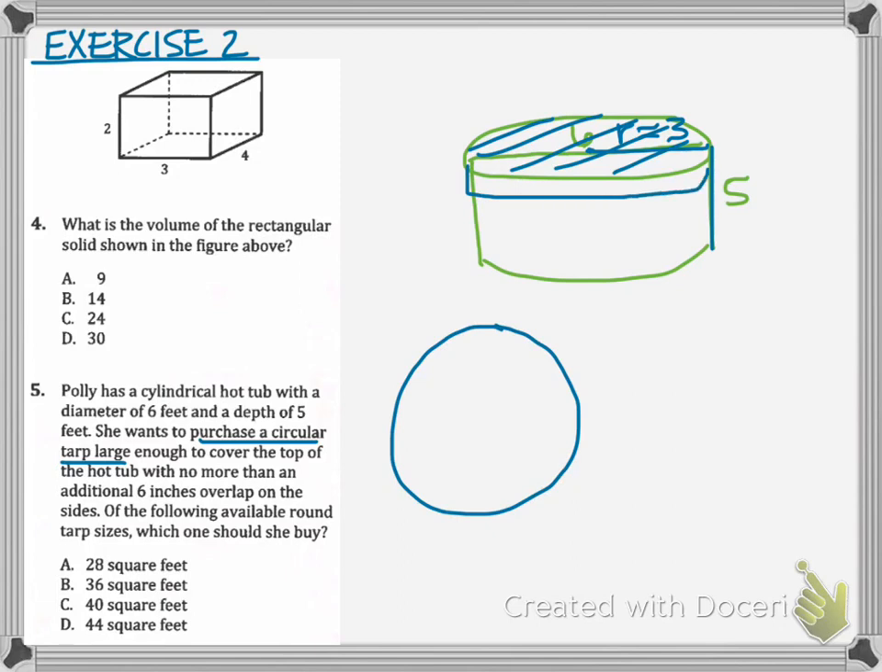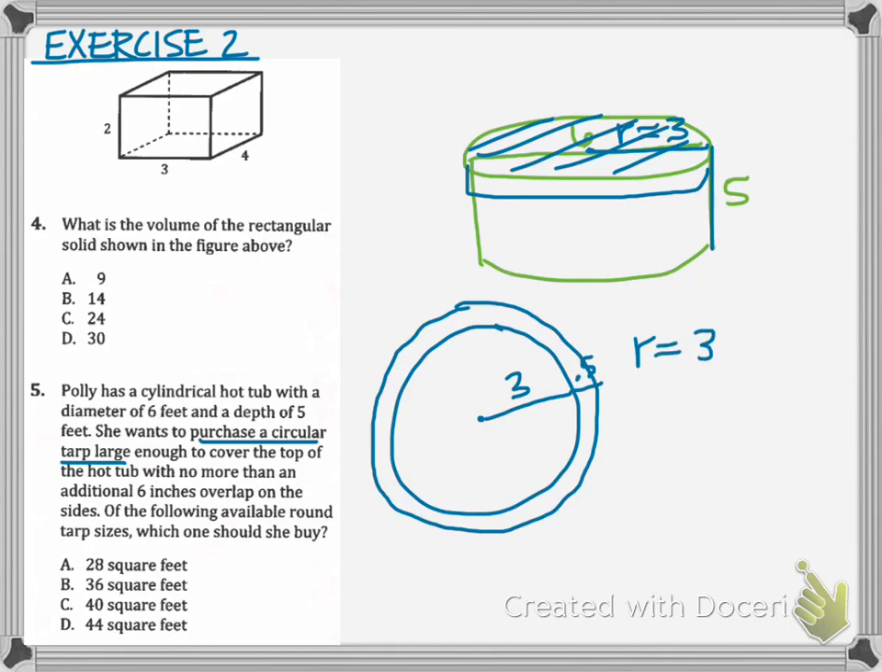That means there's going to be a little extra bit around here. That's 6 inches or half a foot. So if my radius is 3 feet and this is 0.5 feet, then together my radius is 3.5 feet. So they want to know how much to cover. How much will this cover? So this is going to be dealing with area.